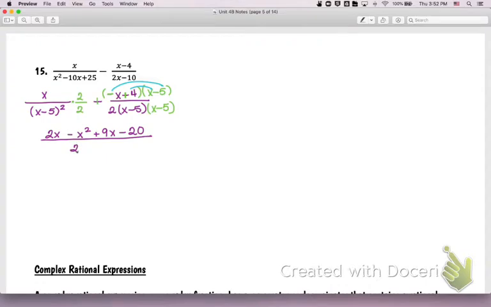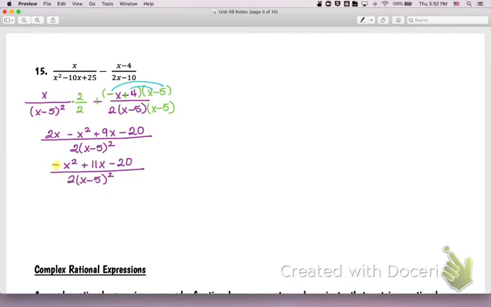All over our new common denominator, which is 2 times x minus 5 squared. So on the top now, if we combine, we get negative x squared plus 11x minus 20. And that's all over 2 times x minus 5 squared. Make sure that this negative is not out in front of the fraction, because that negative only belongs to the x squared, not the whole fraction.